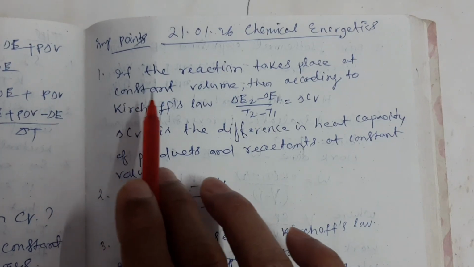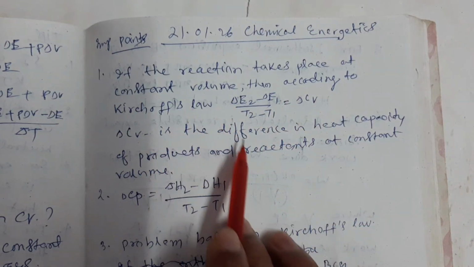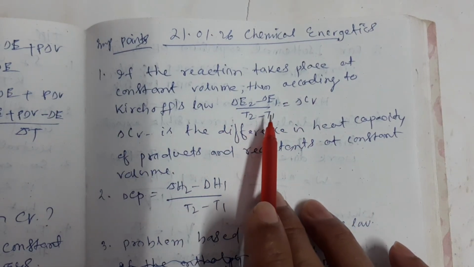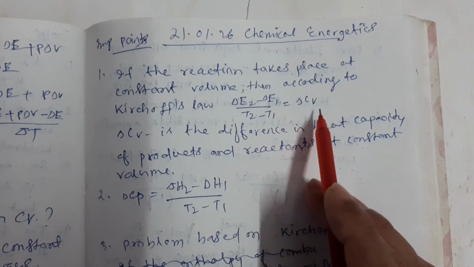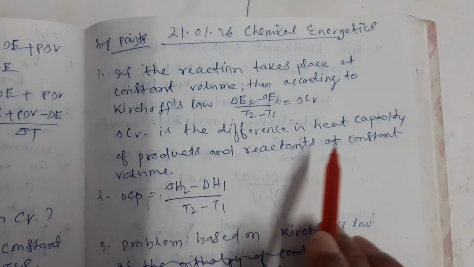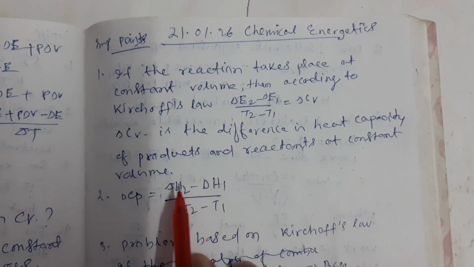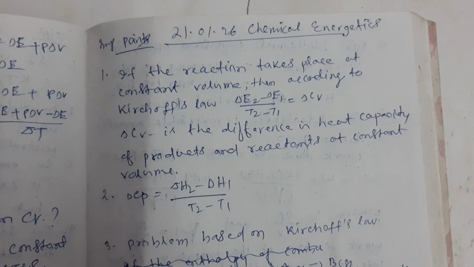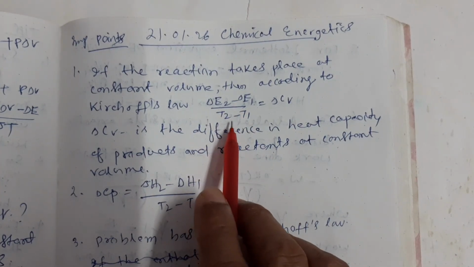First point: if the reaction takes place at constant volume, then according to Kirchhoff's law, (ΔE2 − ΔE1) / (T2 − T1) = ΔCv. What is ΔCv? ΔCv is the difference in heat capacity of products and reactants at constant volume. Okay? So this is your internal energy, this is your temperature.